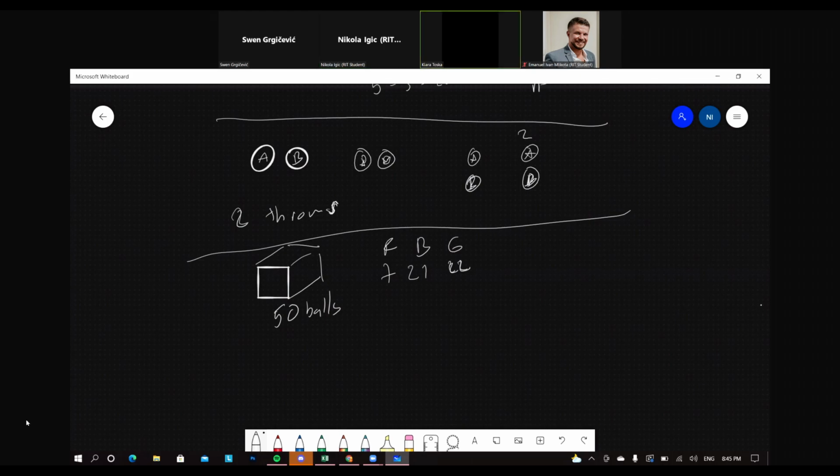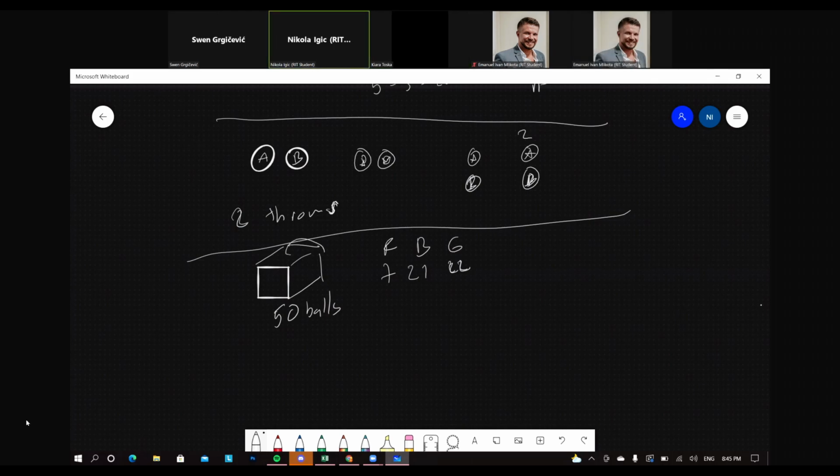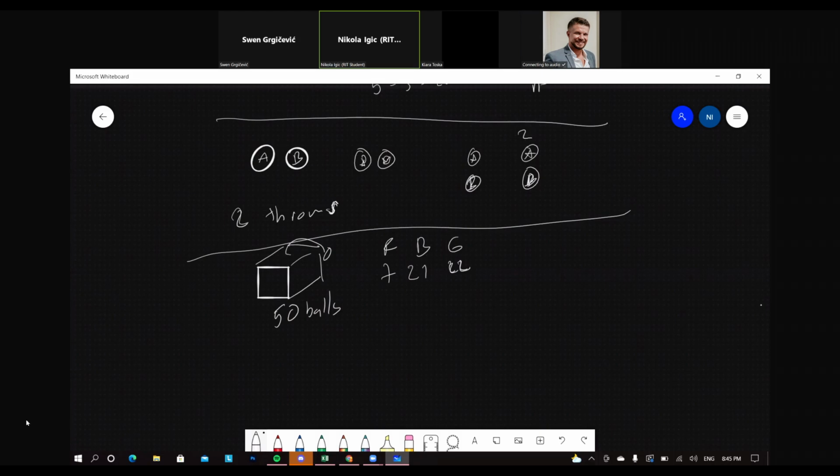Three? No, wait. If you cannot look after you pull, so you pull and you don't know what you touched. 20. No, wait. So you take one and you don't know what you took, and you're taking until you're sure that you took one blue ball. Yes, you're on the right track. Is it 30 out of 50?